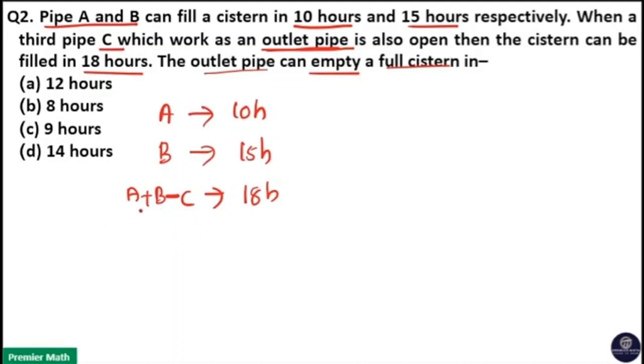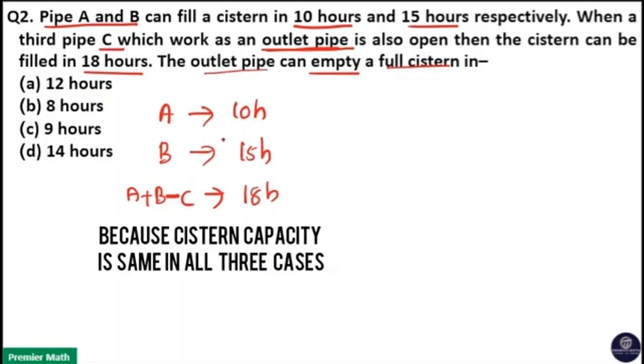Here A and B are inlet pipes which are filling the tank and C is an outlet pipe which is emptying the tank. So when A, B and C are all open, it takes 18 hours to fill the tank. So we have to find in how much time C will empty the tank. Now here the work is equal, that is, filling the full cistern is the full complete work.